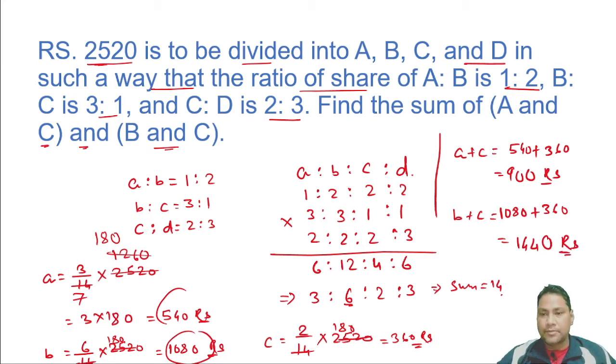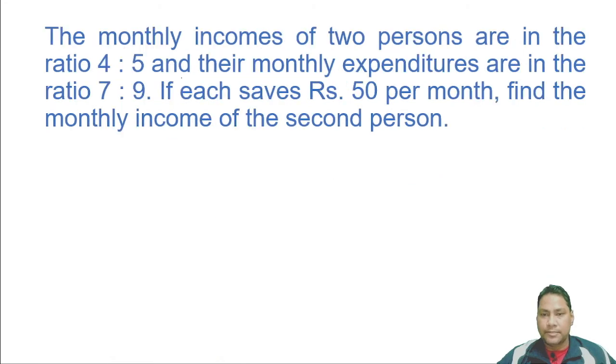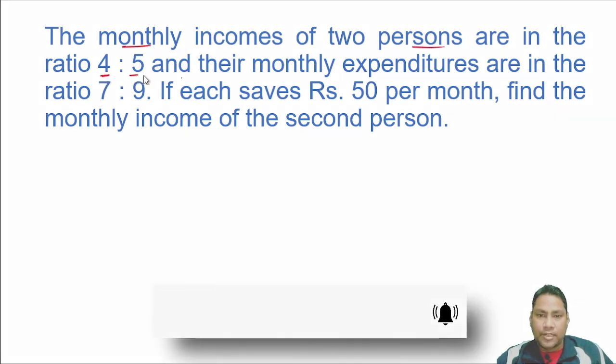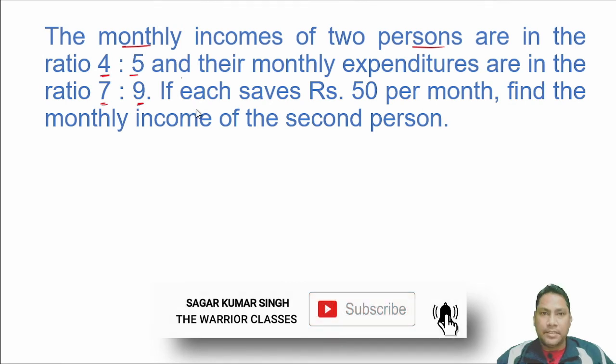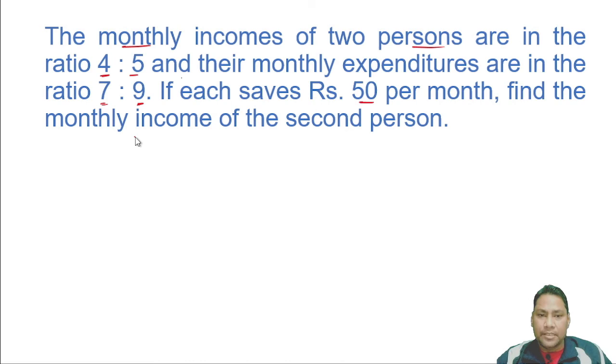Next we will solve a couple more problems. In this question, they have asked: the monthly incomes of two persons are in ratio 4:5 and their monthly expenditures are in ratio 7:9. If each saves 50 rupees per month, find the monthly income of the second person. Let us take the two men as A and B. The ratio of income is given.